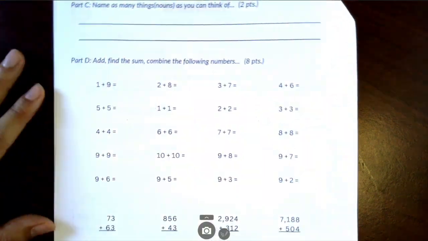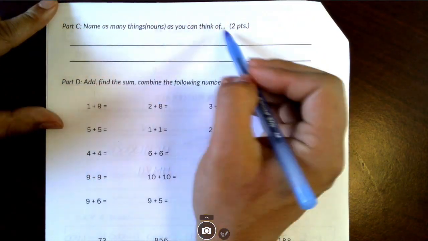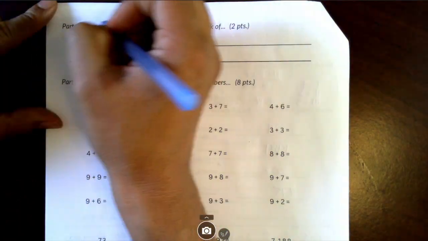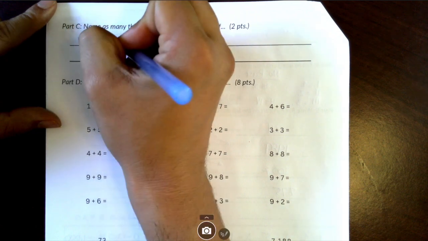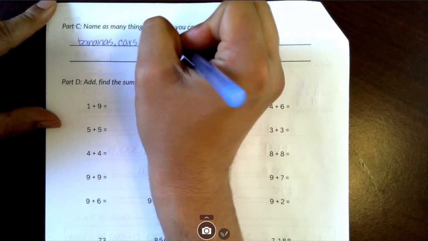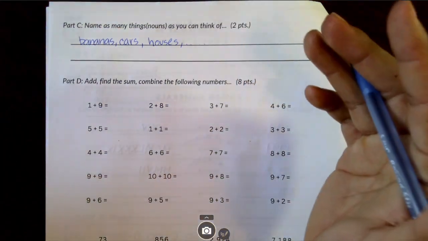So now let's go to the back side. I have my students write down as many things as you can think of. I give you 2 points for each line, or 1 point per line. So this is 2 points. So try to fill it out all the way through. We can write bananas, cars, houses, pencils, etc. I'm not going to fill it out. That's your job. But why am I having you write this down?